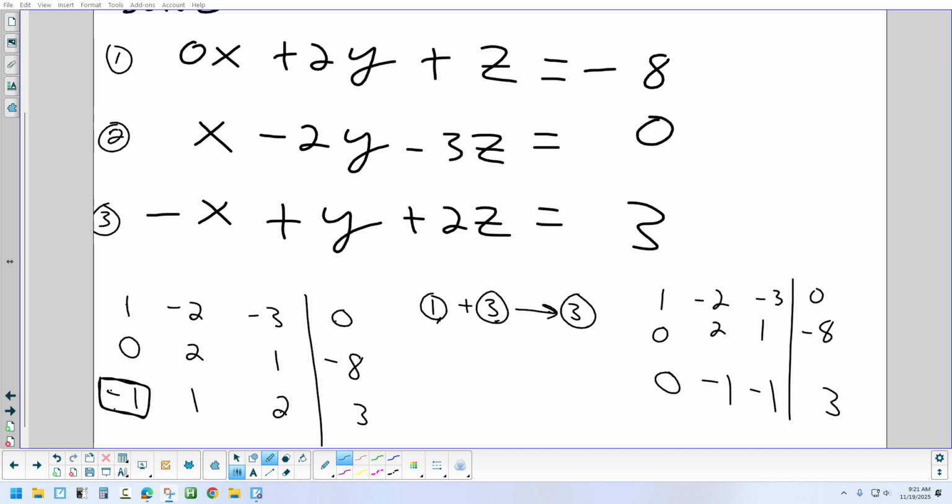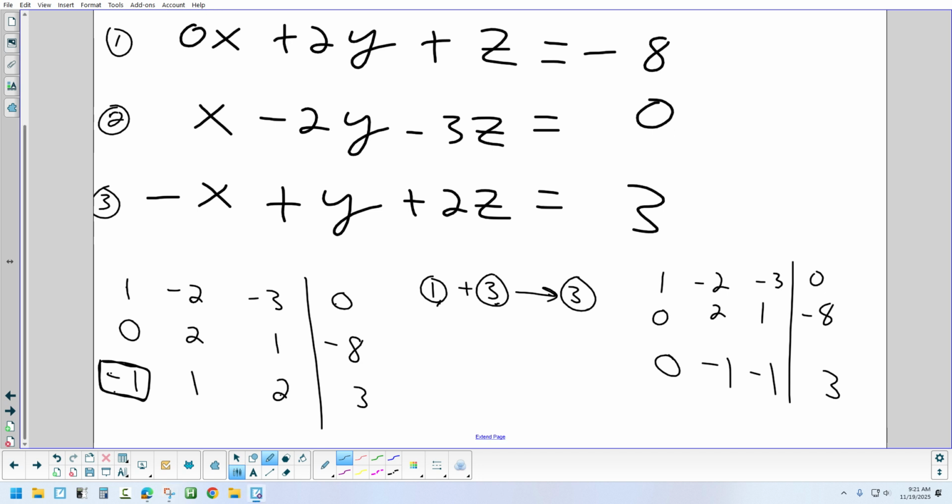All right, so we did our first step, and we've got a 1 in the upper left, 0 in the second row, first column, and a 0 in the third row, first column. Any questions how we got this last row? I'll always write down the calculation that we did to get it right before we put down the matrix. Okay, what's the next thing we have to do? We have to get a 1 in the middle.